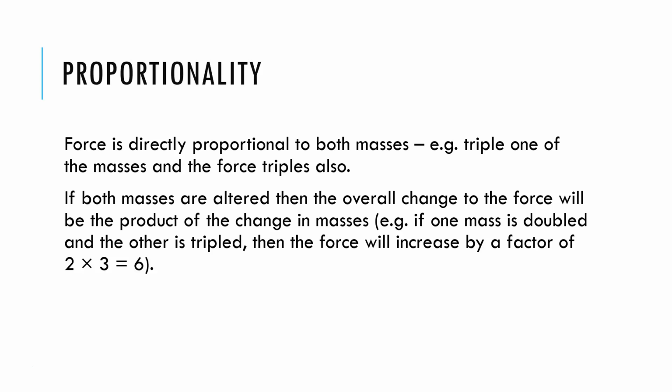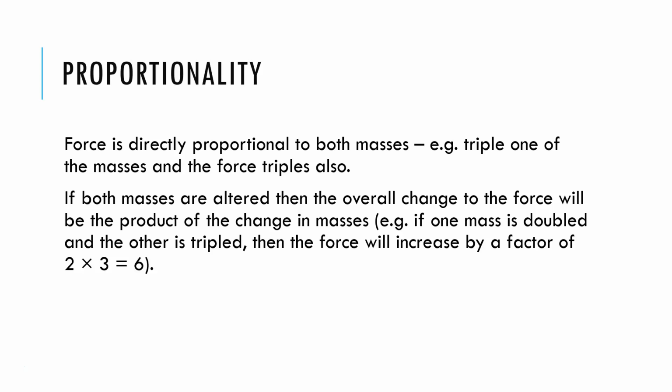If you were to change both masses at the same time, then the overall change to the force would be the product of those changes in the masses. So, for example, as we see here, if you were to double one of the masses, so make it 2 times bigger, and you triple the other mass, make it 3 times bigger, then the overall change in the force of gravitational attraction between them will be a factor of 2 times 3 equals 6. So in other words, if we make those two changes, the force of gravitational attraction will become 6 times larger.